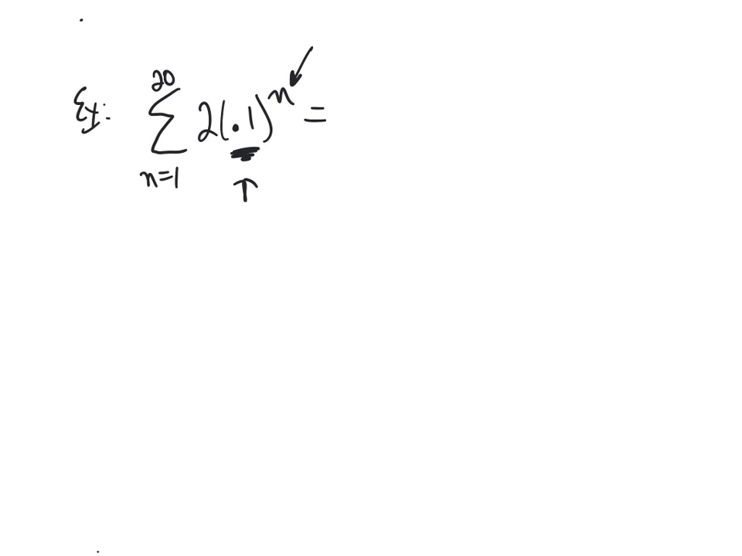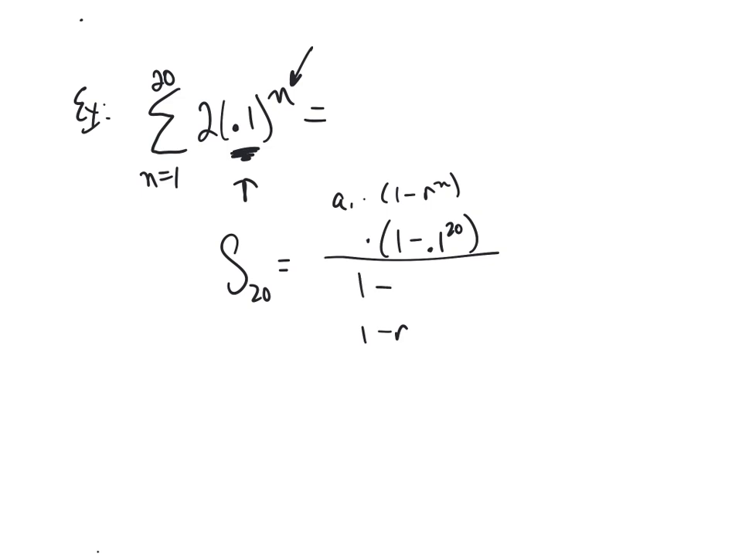Okay? So the 2 is not the common ratio, the 0.1 is. Therefore, the summation of these 20 terms will be the very first term times 1 minus the common ratio raised to the n power. So the common ratio we can see clearly now is 0.1. And then we're going to divide by 1 minus r. And again, the common ratio is 0.1. So the only thing we're missing then is the very first term.